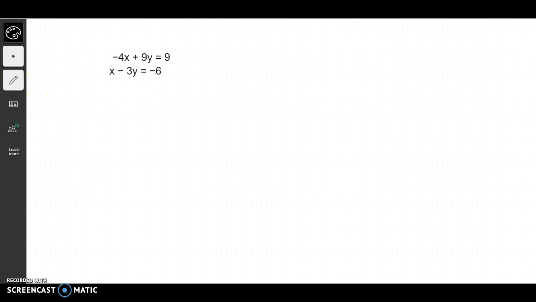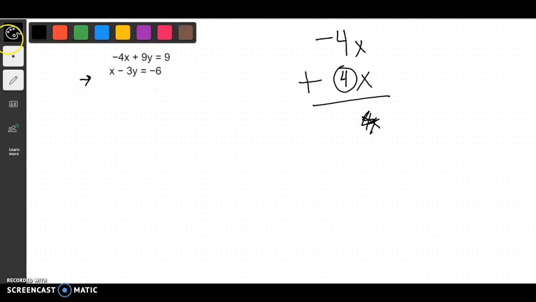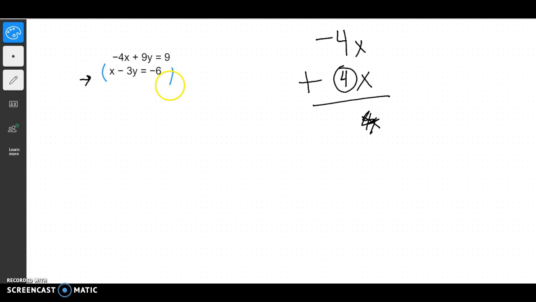Here's what we're going to do to fix this situation. We're going to make sure something cancels. If you remember, I have to figure out what number I can add to -4 to make x become 0. So what number should go here? The answer would be 4. So I'd like the number in front of this x to be 4, and we can make that happen by timesing everything by 4.